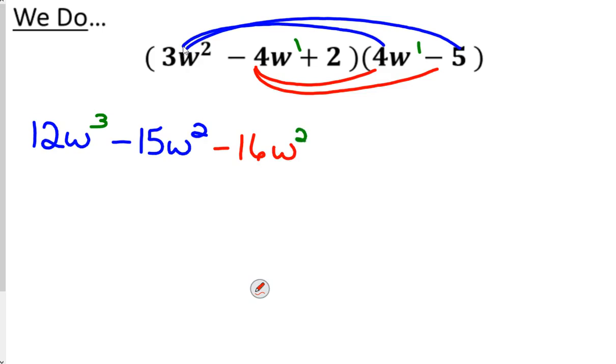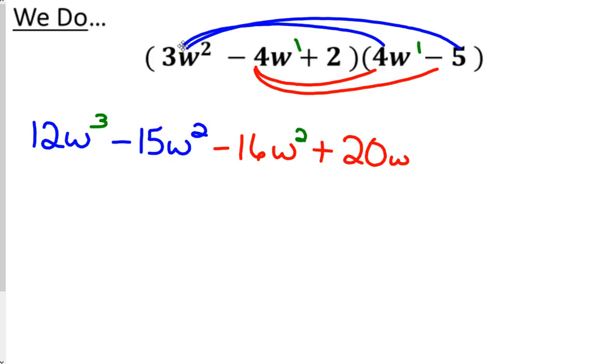And then I come back and I do negative 4w times negative 5. So I have a negative times a negative, which is going to be a positive. And then 4 times 5 is 20. W times no w is still w. I can't throw that away. And notice I'm not done.